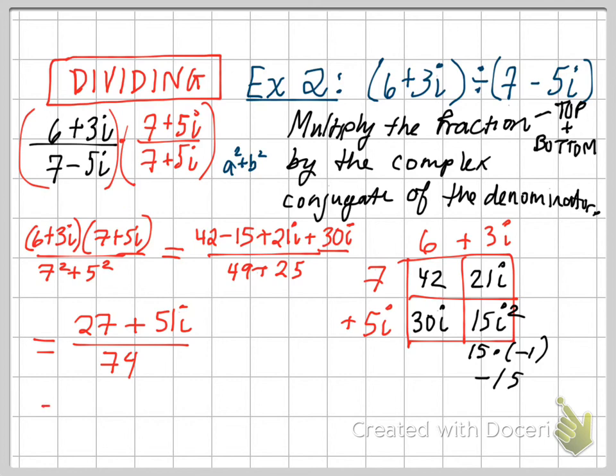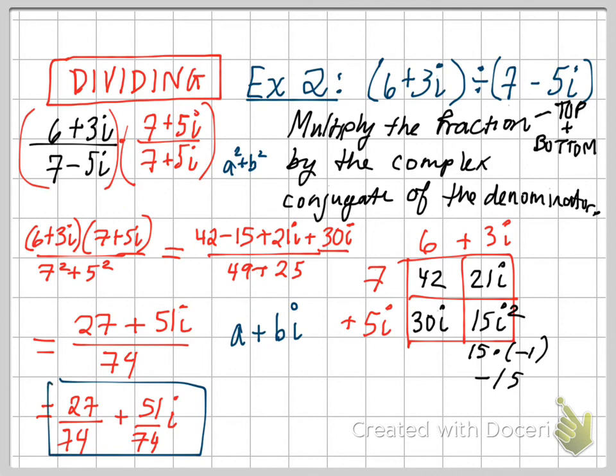Okay, so the last thing I'm going to do is split the 74, because I want to express my final answer in the form a plus bi, but right now I have a plus bi divided by a number. So to get it in that standard form of a complex number, I can write it as 27 over 74 plus 51 over 74 times i. And now I have my solution to the division problem in standard form, and it was all because I was able to multiply by the conjugate.